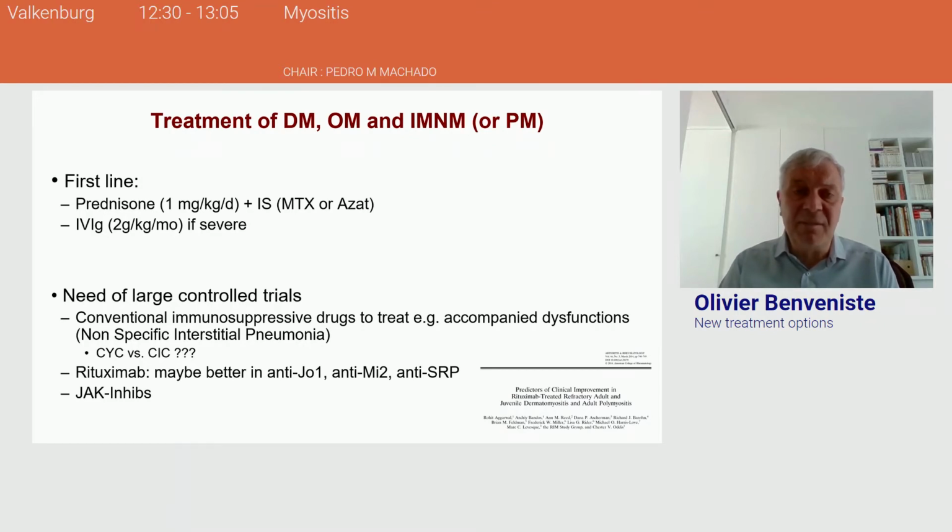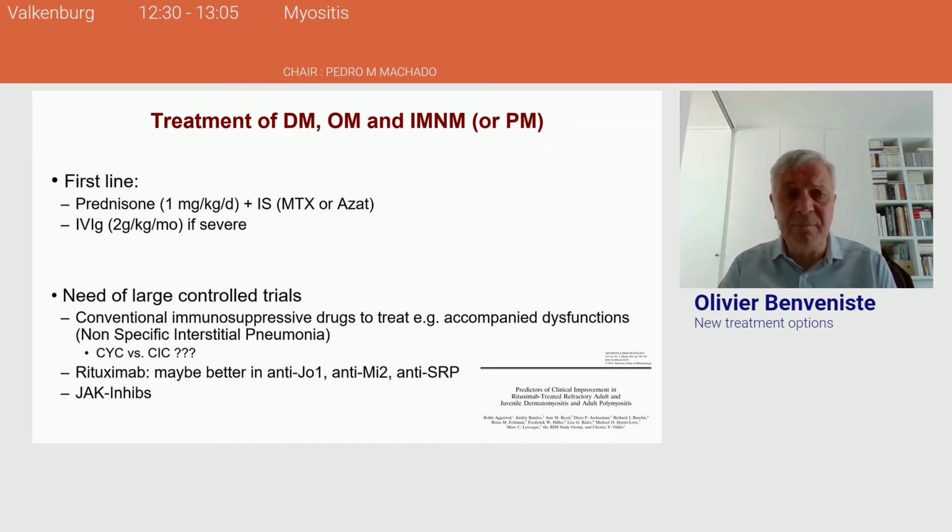So for the treatment of dermatomyositis, what I call overlap myositis and immune-mediated necrotizing myopathies, all of them called previously polymyositis, the first line is prednisone at 1 milligram per kilo per day, plus one immunosuppressant, which might be methotrexate or sometimes azathioprine. And if the patients are severe, you can add IVIG. I mean by severe swallowing troubles or bedridden, things like that.